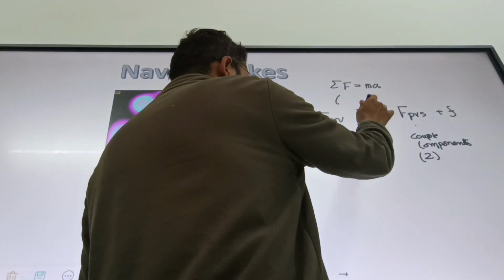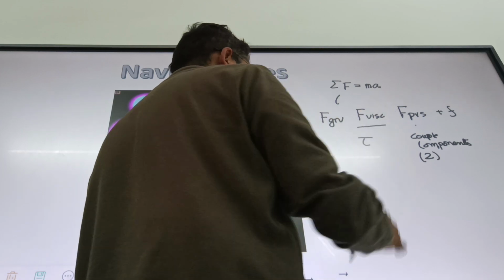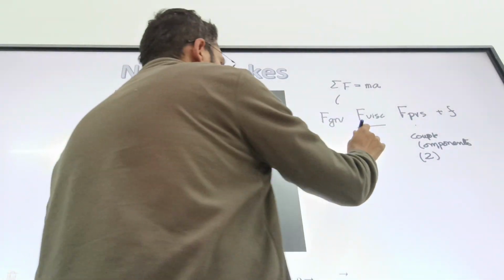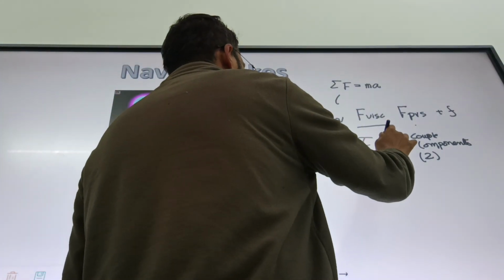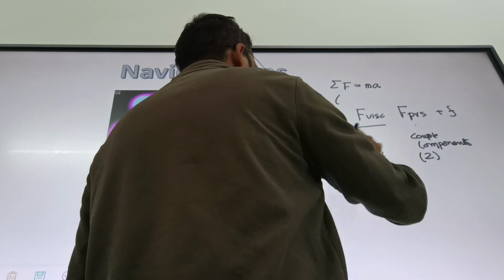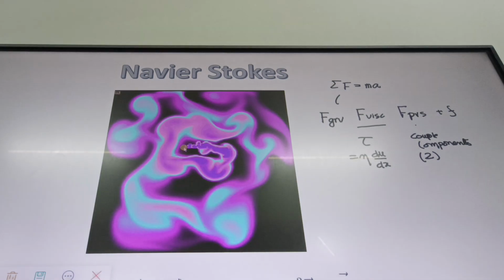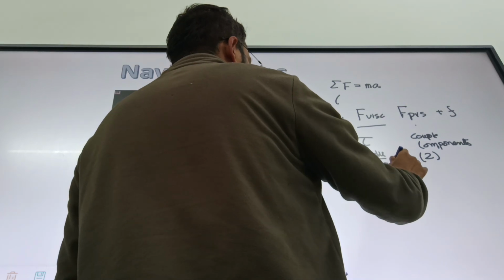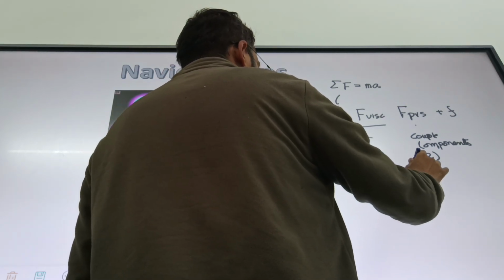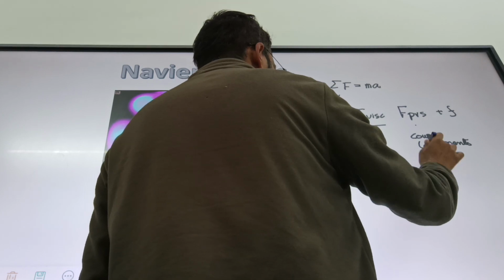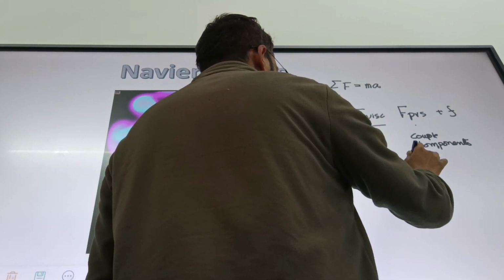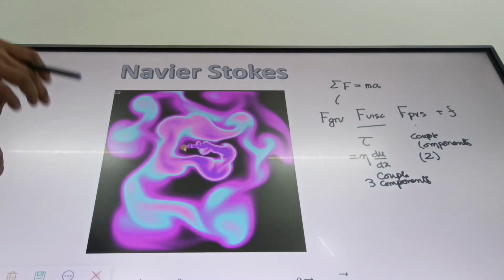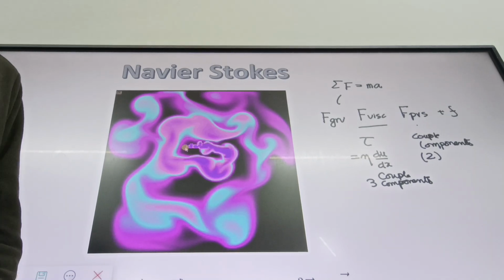Again, in the case of viscous force, we are talking about shear force. Viscous is shear force. Viscosity, right? Tau is equal to eta du by dx. Shear force. What happens in shear force? There are 3 components in each direction, coupling components. What is a couple? Equal and opposite forces are called couple. So there are 3 components in every direction. So total number of components is 3 into 3, 9.